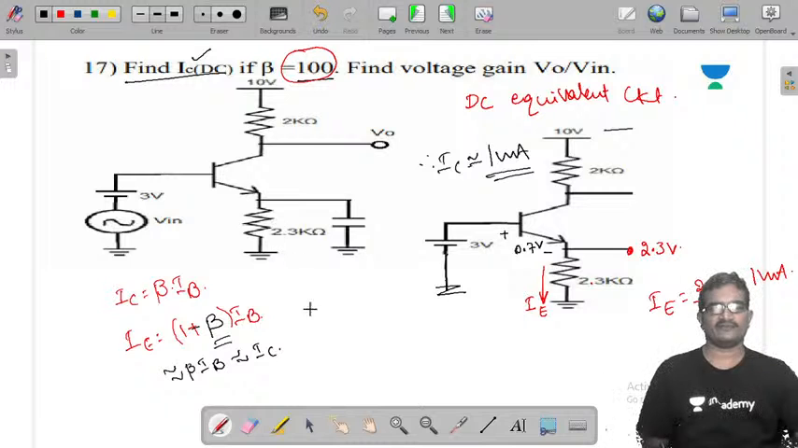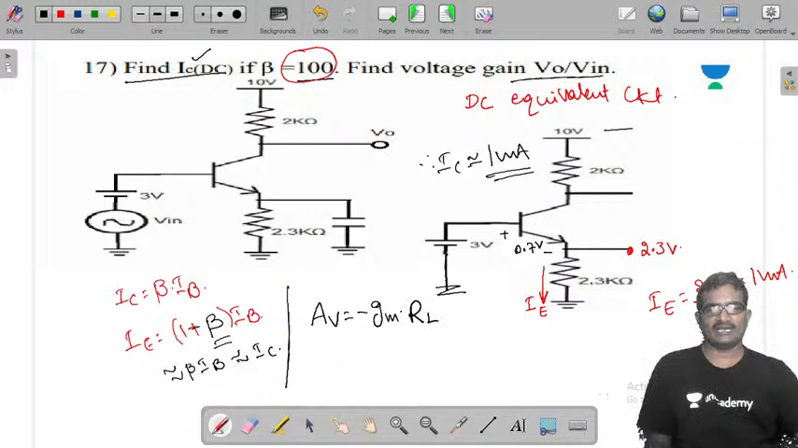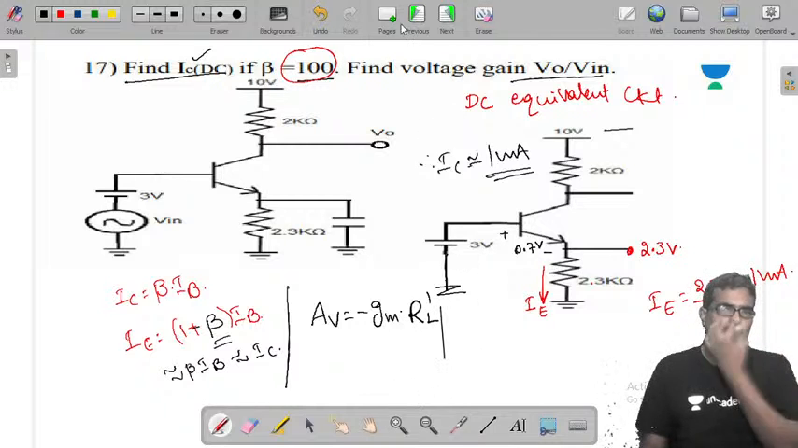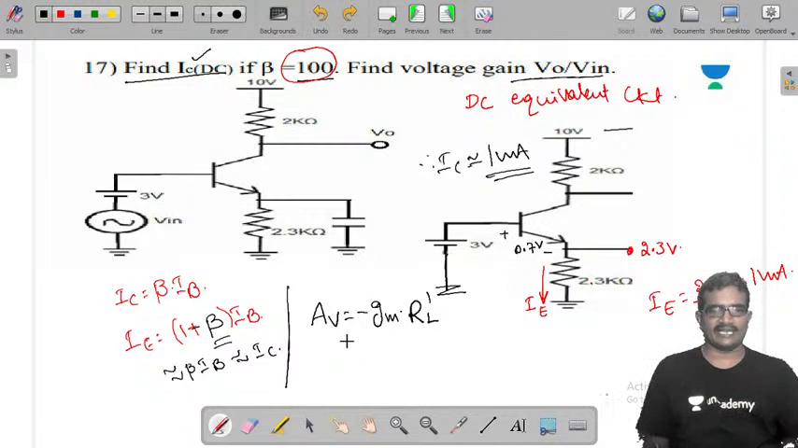For CE amplifier, we need voltage gain. So voltage gain of CE amplifier is minus gm into RL dash. Minus gm into RL dash. So minus gm is minus IC by VT into RL dash is 2 kilo ohms.